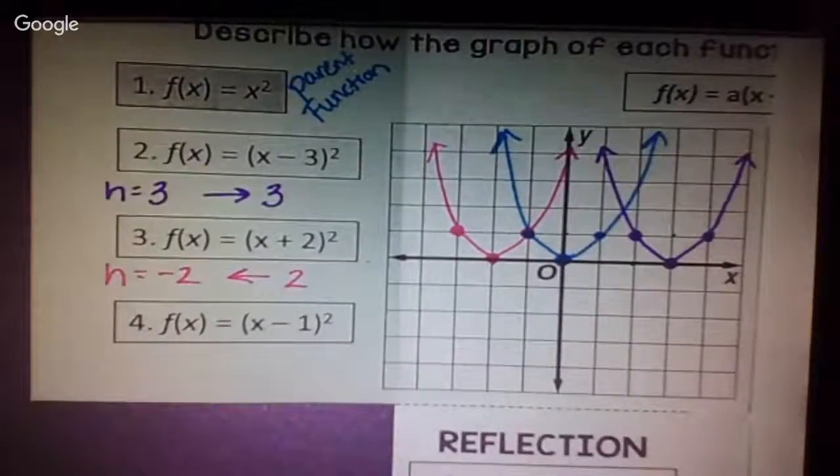Okay. Try the last one on your own. And then we'll talk about why we use the other picture. Why do we use the other picture? Because it's transforming from the original picture. Everything will transform from the original picture.